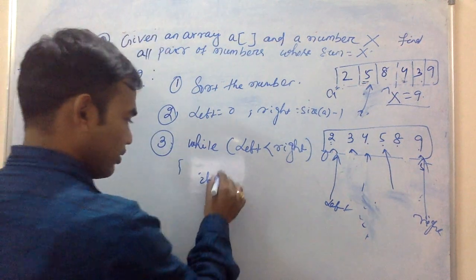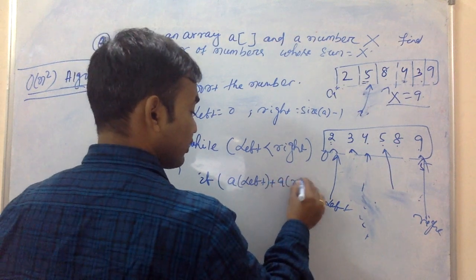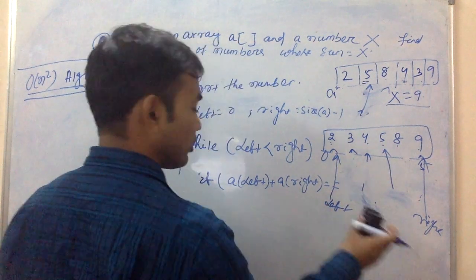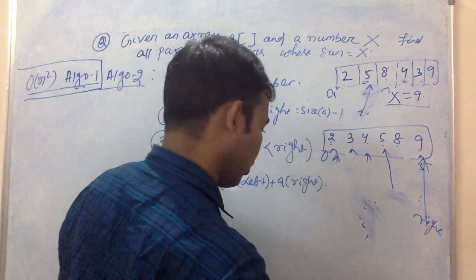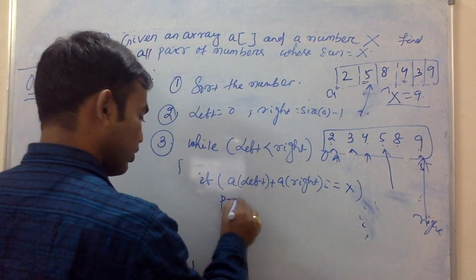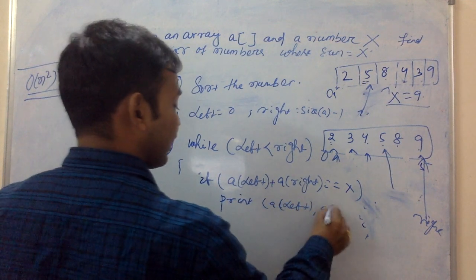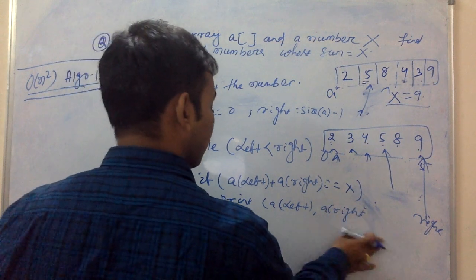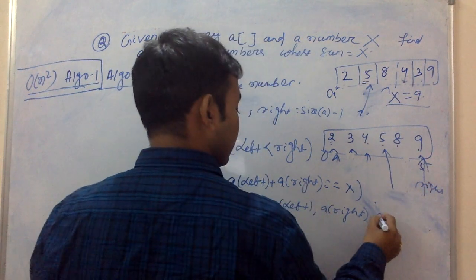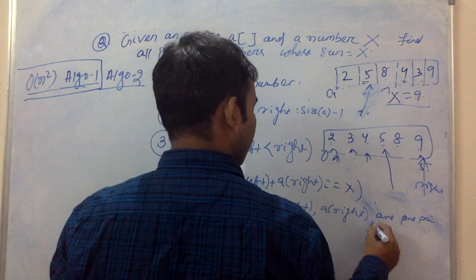If a of left plus a of right equals x, if both are giving the solution, then what I need to do is print it. Print a of left comma a of right, which are one pair whose sum is x. I am writing the algorithm, so I am not bothered about much syntax, as you can see.